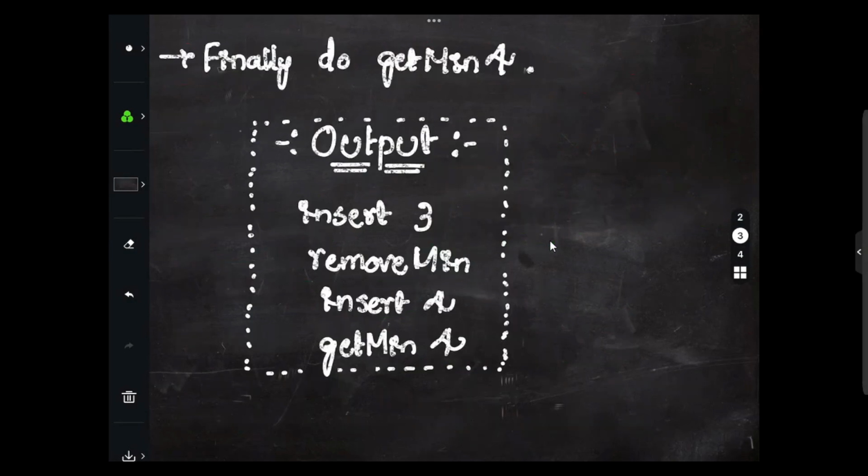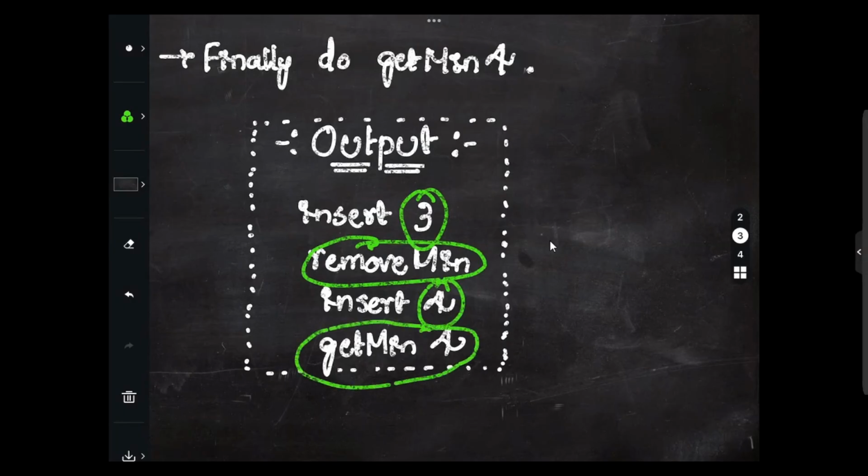So now the output would be insert 3, then we removed this one, remove min, insert 4, because the minimum value we have to get is 4 by making use of getmin, right? So finally insert 4 and getmin 4. So the output that we got here is insert 3, remove min, insert 4, getmin 4, right? We'll be making use of the priority queue data structure for this. The same thing we have to articulate in the form of code, right?